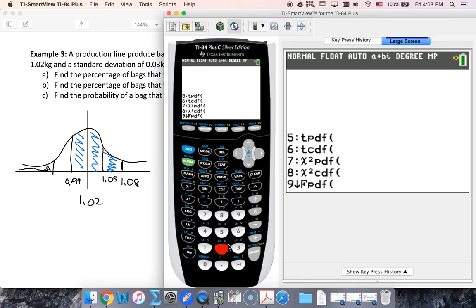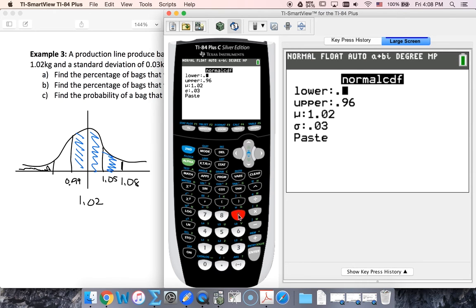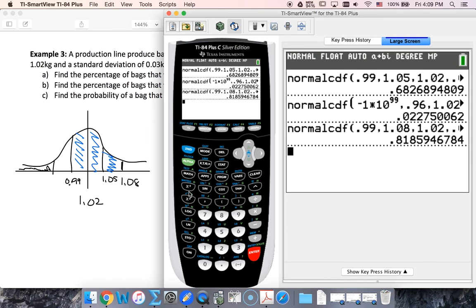Distribution, norm CDF, this time 0.99 up to my 1.08. I know it's going to be greater than 60%, and I get 81.9%.